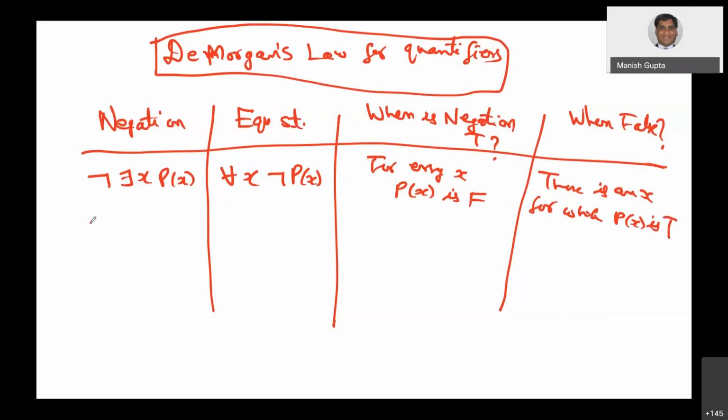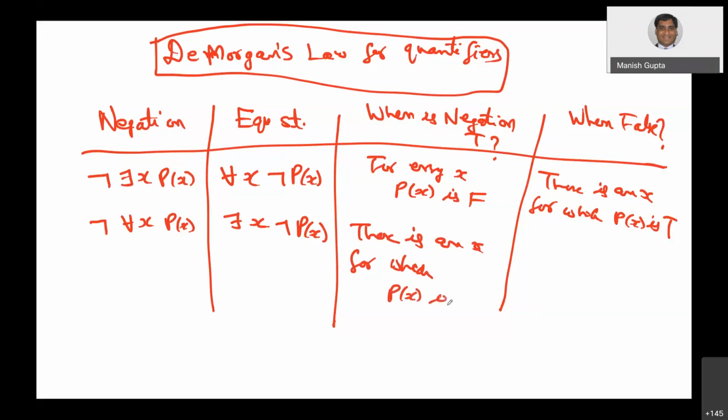Similarly, the other part: negation of for every x, P(x), the equivalent statement is there exists x such that negation of P(x). When the negation is true, there is an x for which P(x) is false, and when it is false, P(x) is true for every x.